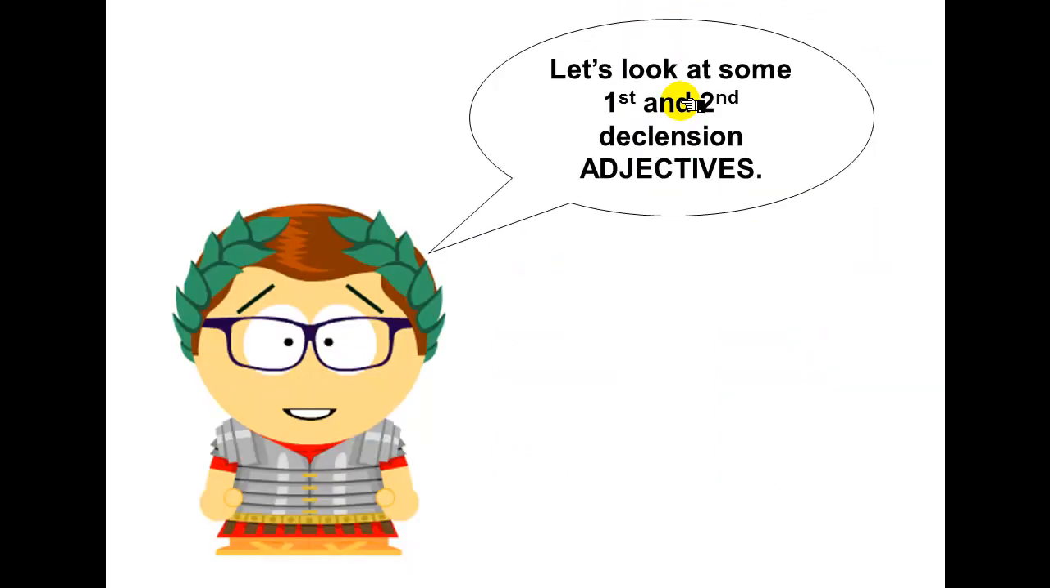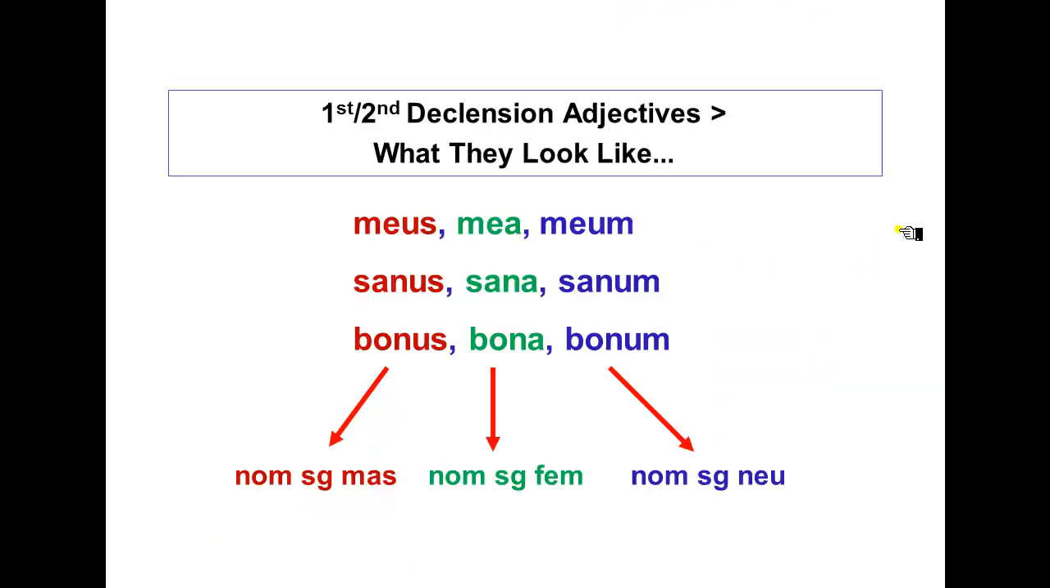Now let's look at some first and second declension adjectives. So here's what they look like typically. You'll see this pattern: bonus, bona, bonum; meus, mea, meum; sanus, sana, sanum. The red forms indicate the nominative singular masculine, the green forms indicate the nominative singular feminine, and the blue forms indicate the nominative singular of the neuter.